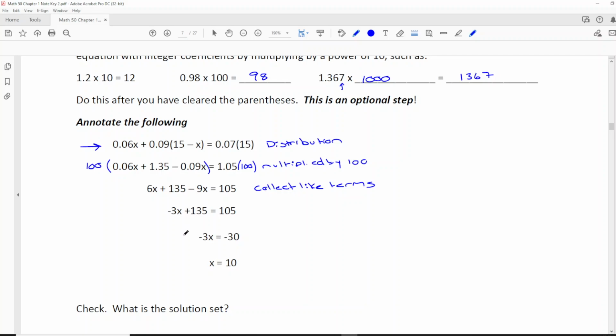And then from this line to this line, it looks like they got the negative 3x by itself, so they would have subtracted 135 from each side. So you could simply write isolate x term, or if you wanted to, you could say they subtracted 135 from each side. I don't care. And now here to here, they obviously got x by itself, so they divided each side by negative 3, so now they isolated x. Isolate x, or you could say they divided each side by negative 3.